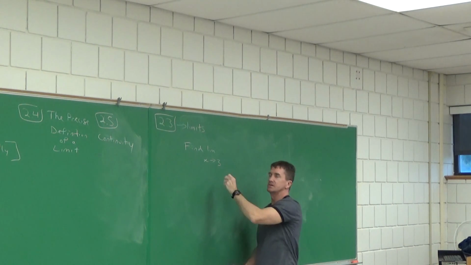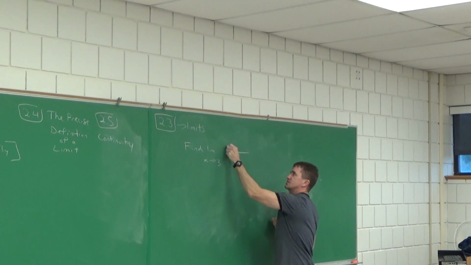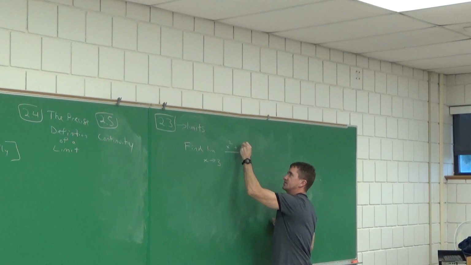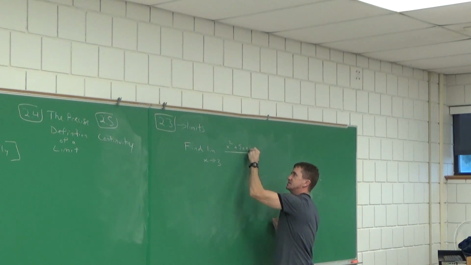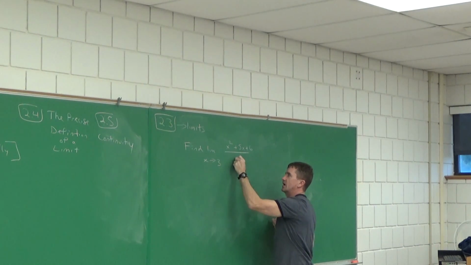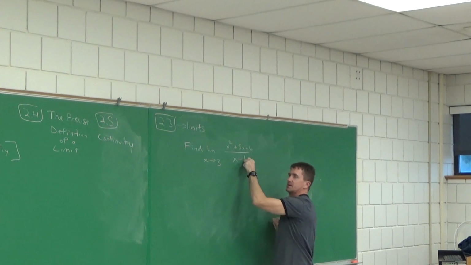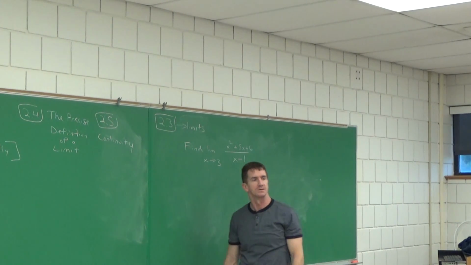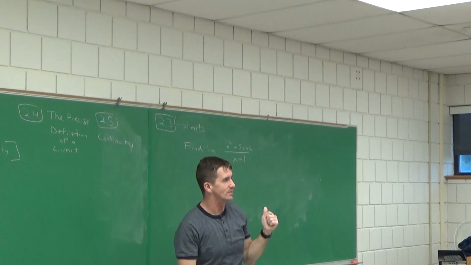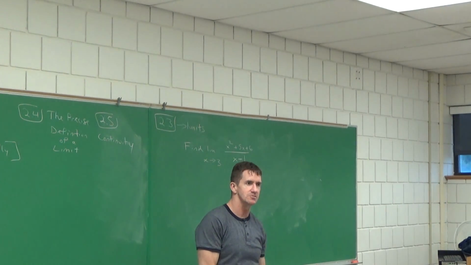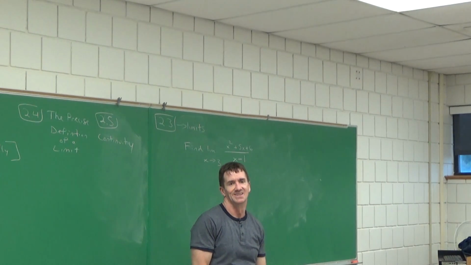As x approaches 3, x squared plus 5x plus 6 over x minus 1. I don't know why, but on the test everyone gets the hard ones. This one students miss, and I get a kick out of it. I always get a kick.